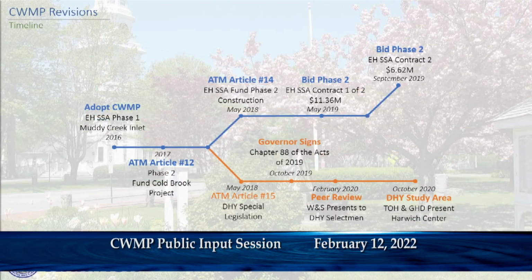After adopting the CWMP in 2016, it wasn't long thereafter that we diverged from the timeline in that CWMP. We did the Muddy Creek Inlet, we appropriated designs for Phase 2 in 2017, and then at the 2018 town meeting, the residents approved an article to authorize the Board of Selectmen to pursue a Clean Waters Partnership. That partnership was never identified in the CWMP, so that speaks to why we're going through the CWMP revision process, because things have transpired since that document was adopted.